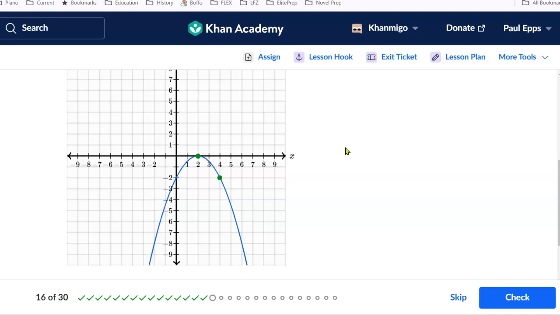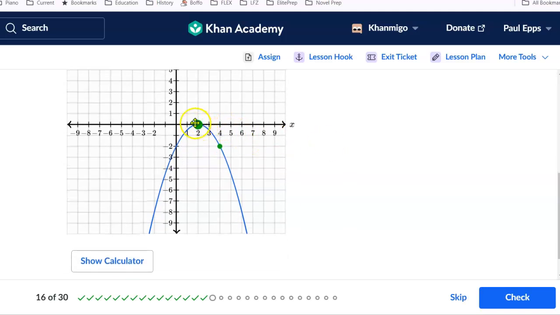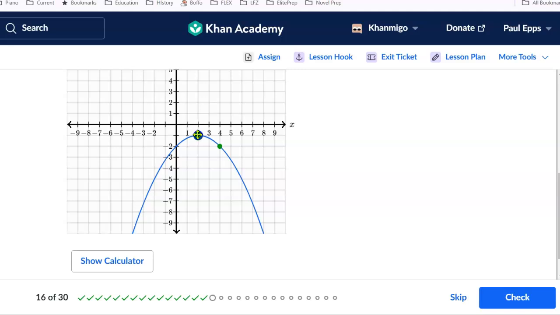And then the minus 4 just means let's move the whole thing down, 1, 2, 3, 4. It's going to make me move both of these, obviously. 1, 2, 3, 4.